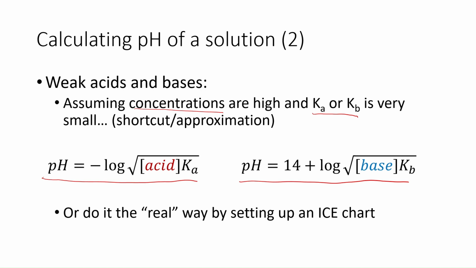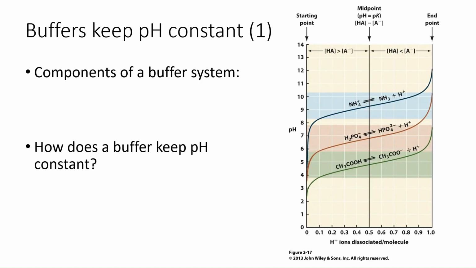And this can often give you a very good idea of the pH of the solution, but it's not always exactly correct, and it's sometimes very hard to know whether you can make those assumptions. How do you know if the concentration is high enough? How do you know if the Ka or Kb is small enough? So the quote-unquote real or correct way to do it is to set up an ICE chart, which I'm not going to go through right now, but which you may be familiar with.